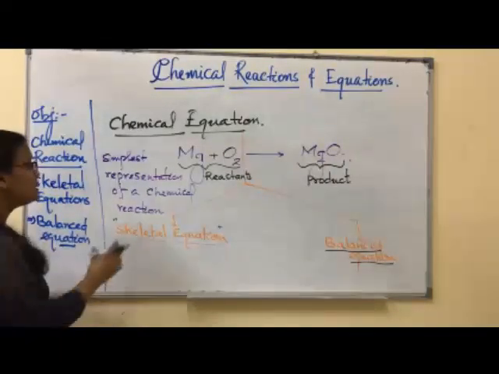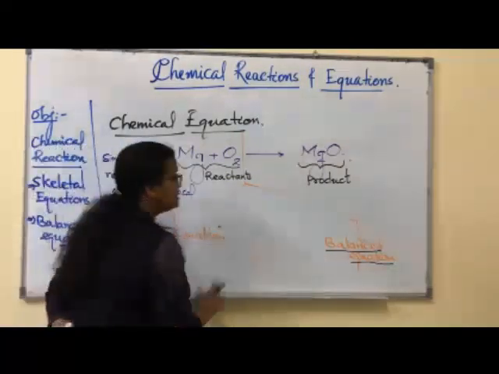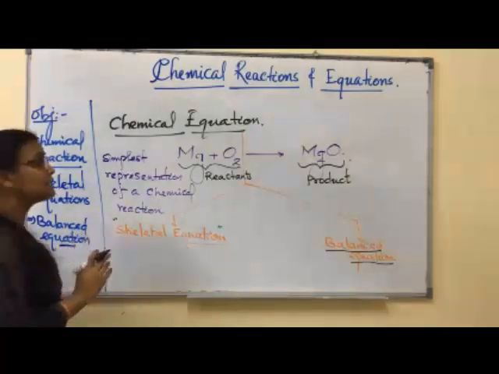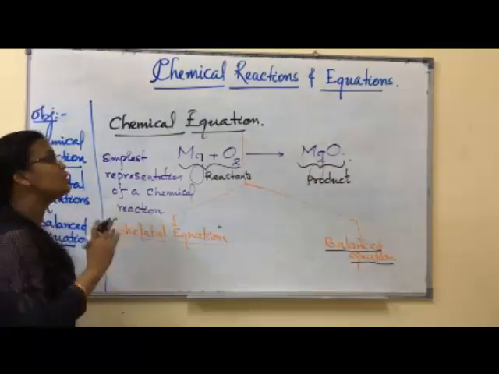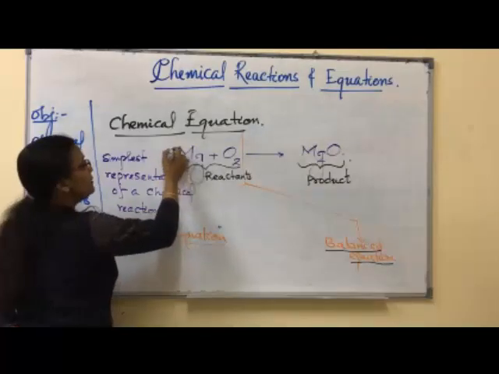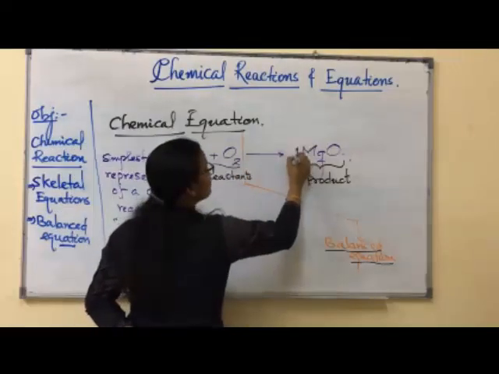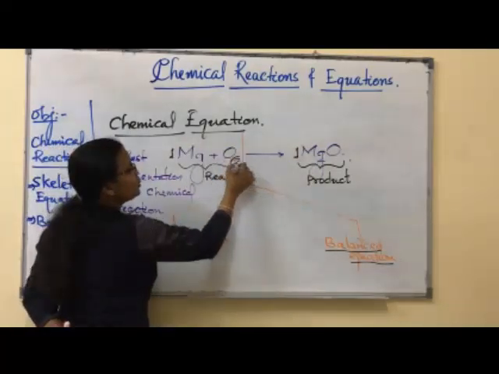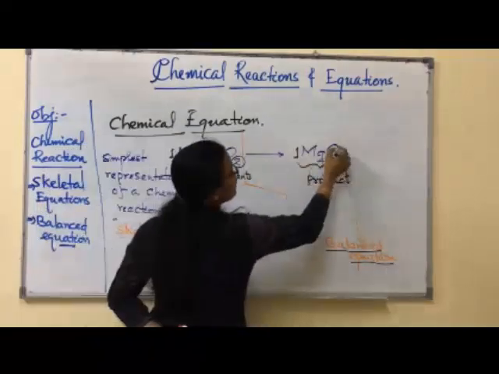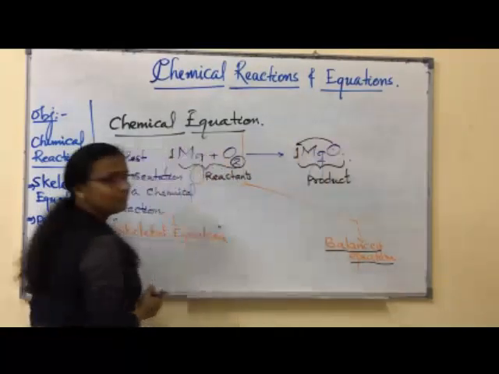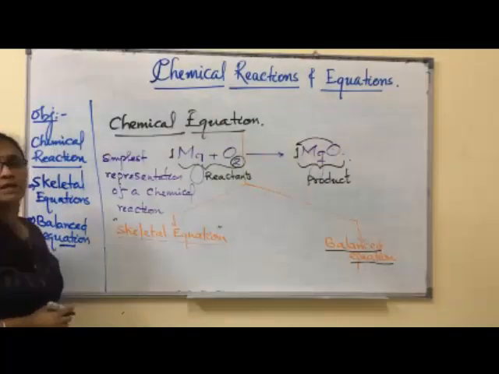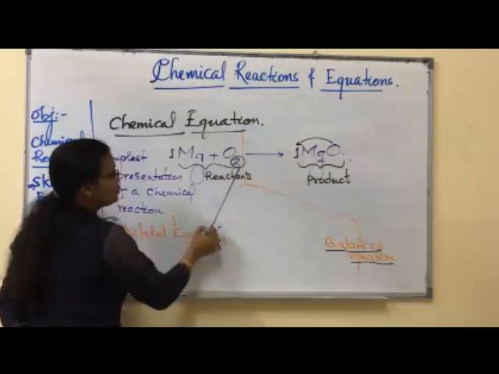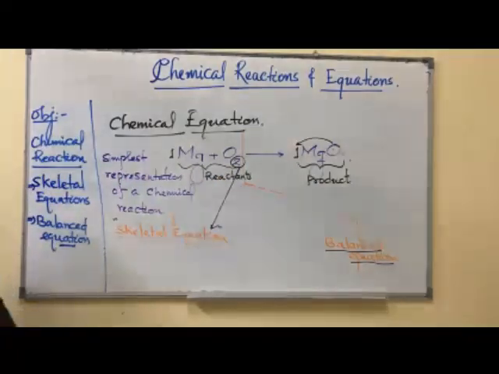And we can check whether it is a skeletal equation or a balanced equation. I told you the skeletal equation means the number of atoms in the reactant side and the product side are not equal. Here magnesium is 1. In the product side also magnesium is 1. In the reactant side, there are 2 oxygen atoms, but in the product side only 1 oxygen atom is present. That means it is not a balanced equation. So we can say this is a skeletal equation only.